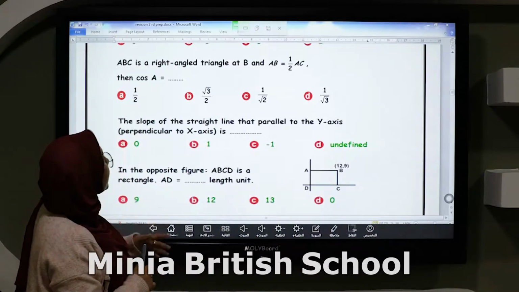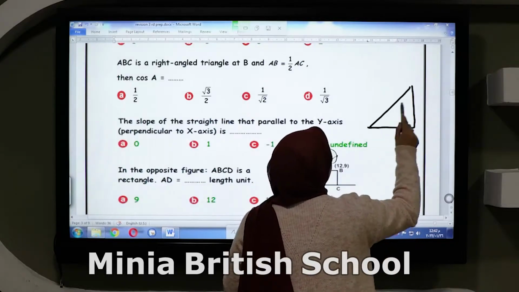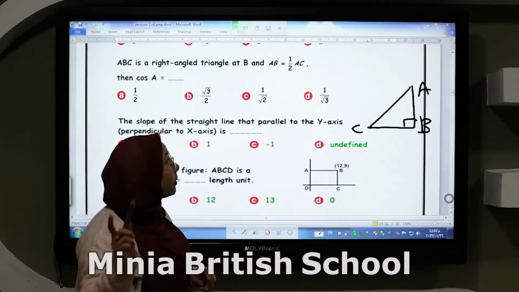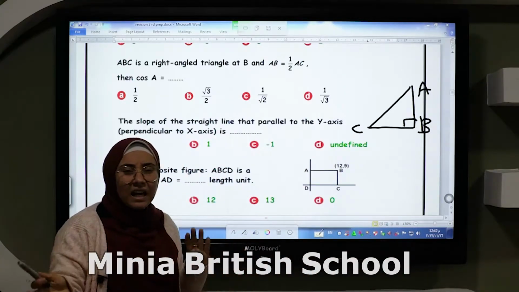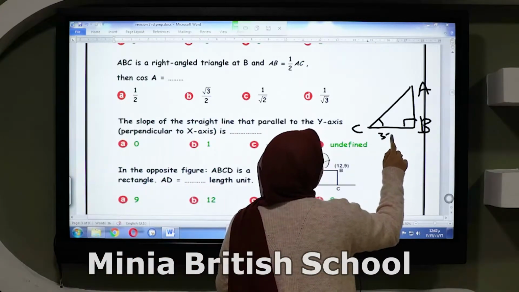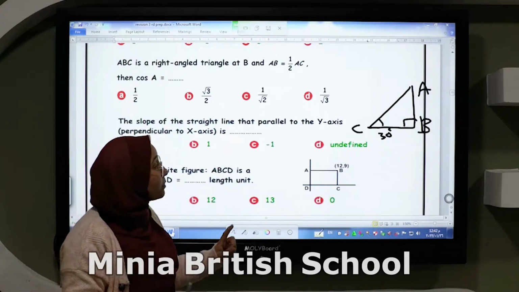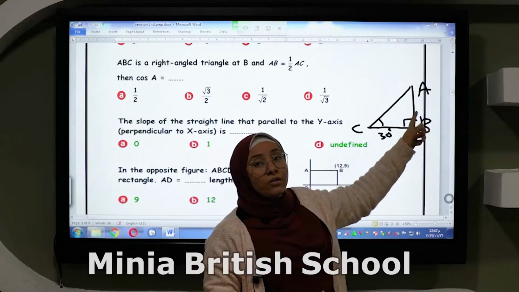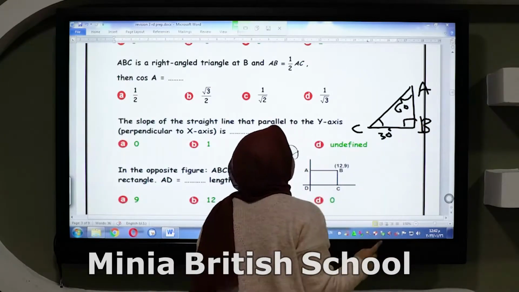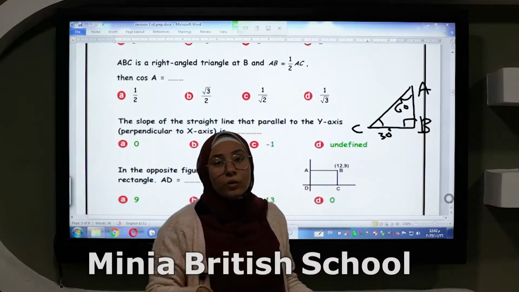Next one: ABC is a right angle triangle at B. So you can draw the right angle triangle at B, and AB equals half AC. If AB is half AC, then angle C is 30 degrees, because the length of the side opposite to the angle of measure 30 is half the length of the hypotenuse. So the measure of angle A equals 60. Then cosine A, cosine 60, equals half.